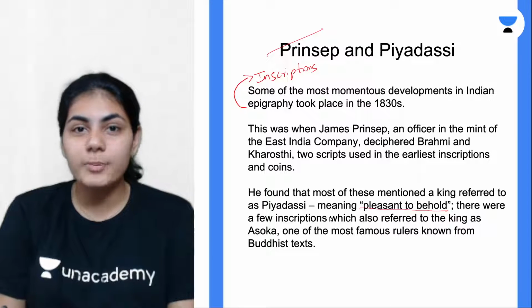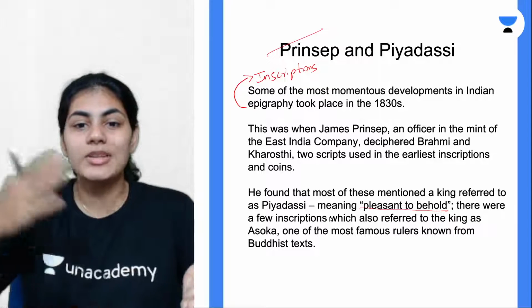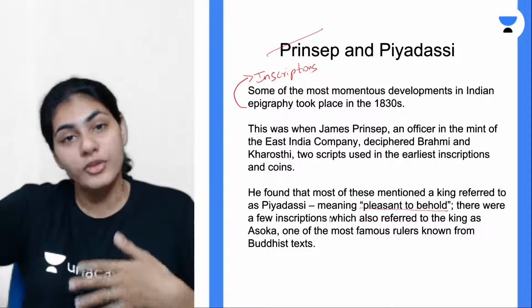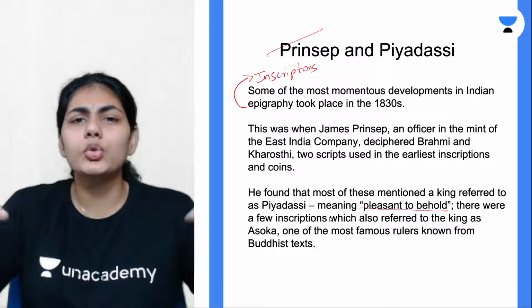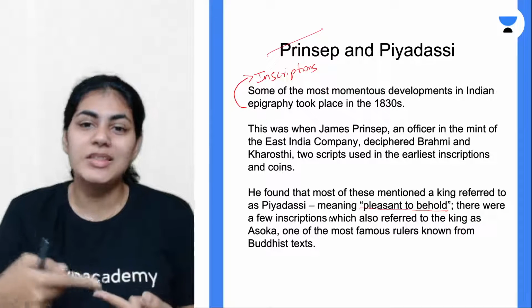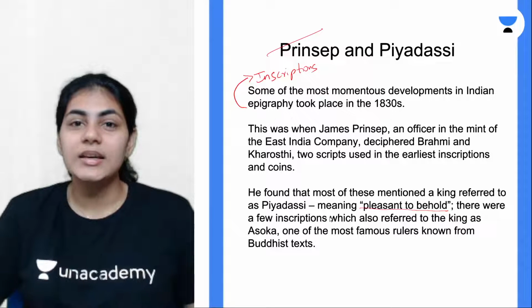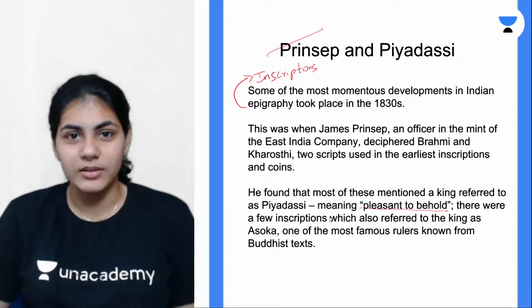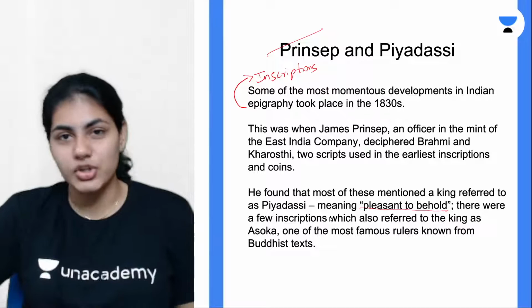But how do we know that Piyadasi is Ashoka? Because we compared these inscriptions with other Buddhist texts from that period. By comparing and contrasting two different varieties of sources, we came to the conclusion that Piyadasi is nobody but Ashoka, one of the greatest kings that ancient India has ever seen. So that's Piyadasi slash Ashoka.